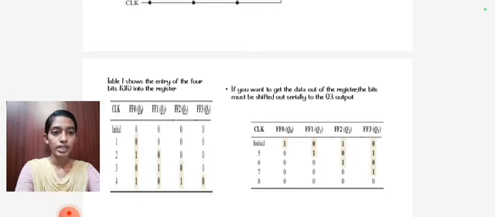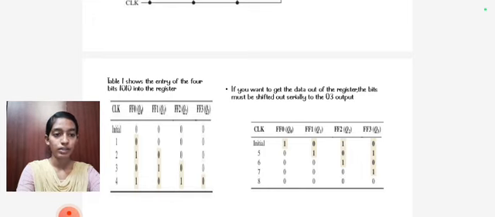If you want to get the data out of the register, the bits must be shifted out serially to the Q3 output. Table 2 shows how the output will be taken out. The initial state will be the fourth clock pulse value 1010. Now I am giving the fifth clock pulse, which means the Q3 output 0 will be taken as output and the remaining 101 will be shifted onto FF1, FF2 and FF3. Next I am giving the sixth clock pulse, which means the 1 will be taken as output and the remaining 10 will be shifted onto FF2 and FF3.